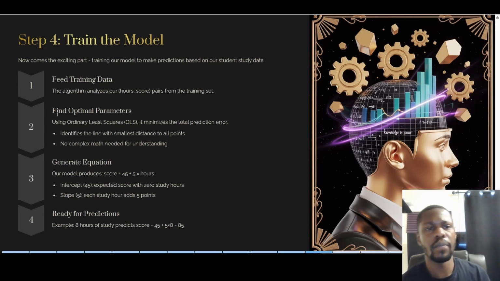Alright, so the next step will be to train the model. The first step will be to feed in our training data. So the algorithm analyzes our hours and score pairs.